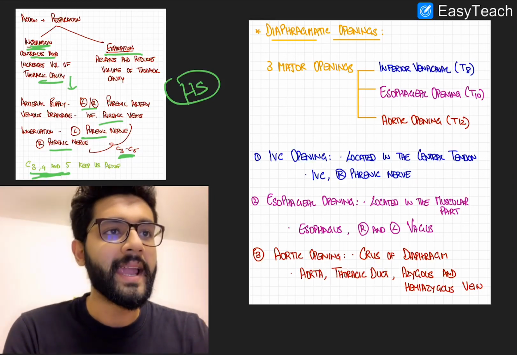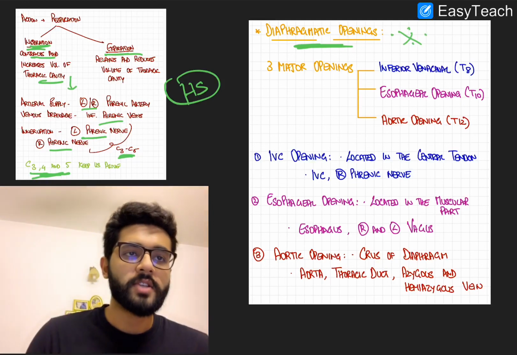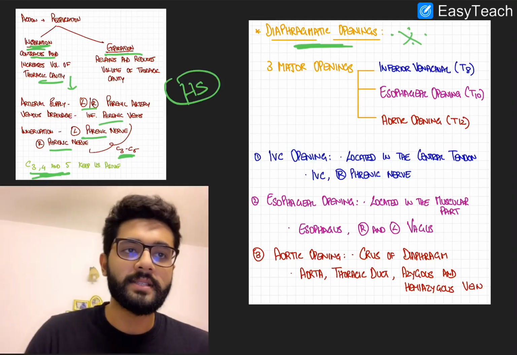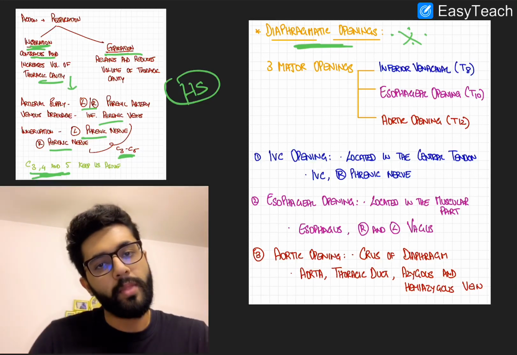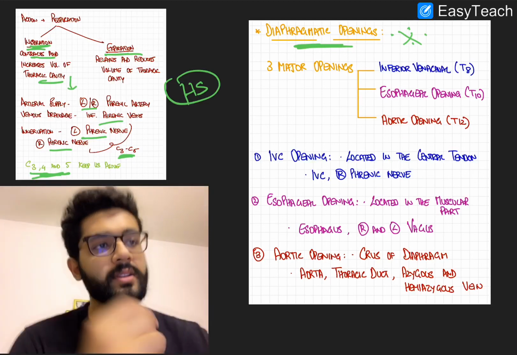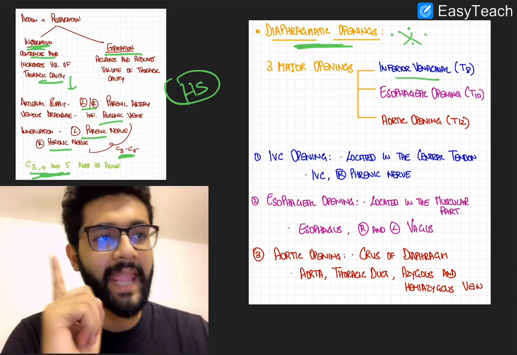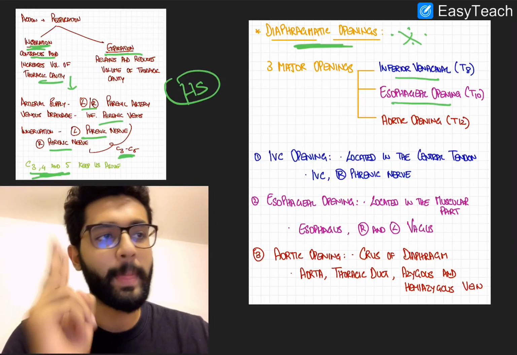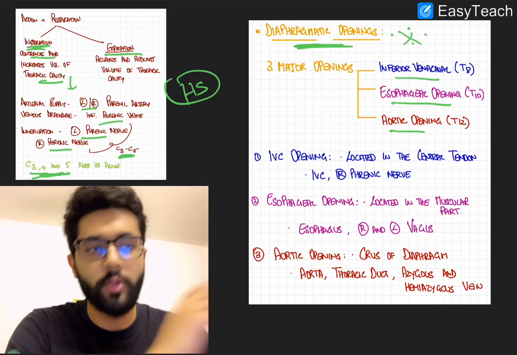Now let's go to the diaphragmatic openings, the most high yield topic from diaphragm. So the diaphragm has 3 major openings and 3 minor openings, and these openings are named based on the major structures that pass through them. So 3 major openings include the inferior vena cava opening at the level of T8, the esophageal opening at the level of T10, and the aortic opening at the level of T12. I'll show you in the diagram, so don't worry.